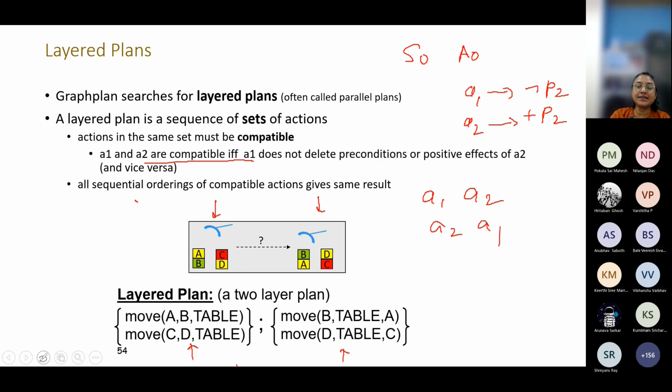You can say move A B table, move C D table, move B table A, move D table C, or move C D table, then move A B table, then move B table A, move D table C, etc. So there are 4 possible ways this plan can be performed. Okay. So this is the idea of a layered plan. Is this clear? Is this okay with everybody?